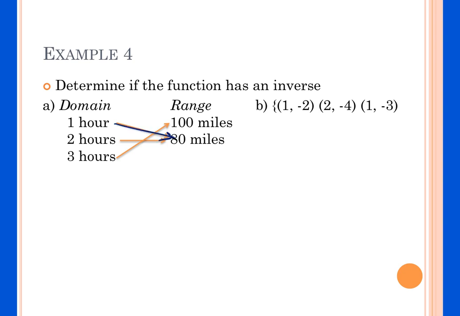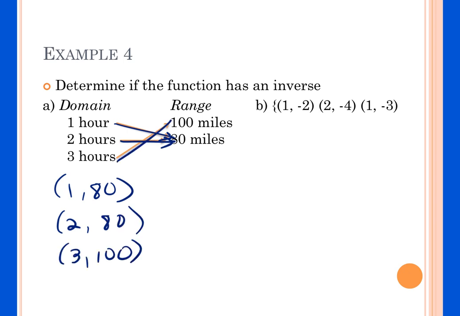1 goes with 80, so that would be 1, 80. 2 goes with 80, 2, 80. 3 goes with 100, 3, 100. So first of all, it has to be a function. The x can't repeat with a different y. And then secondly, for an inverse, the y can't repeat with a different x. Is that happening? Yeah, so it has no inverse. It is a function, but it has no inverse, which means it's not 1 to 1.